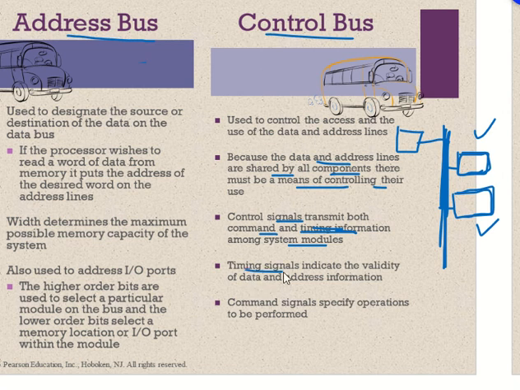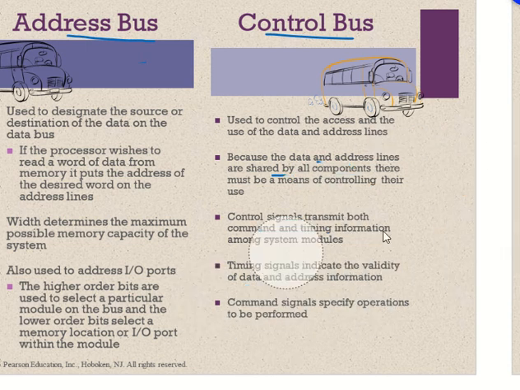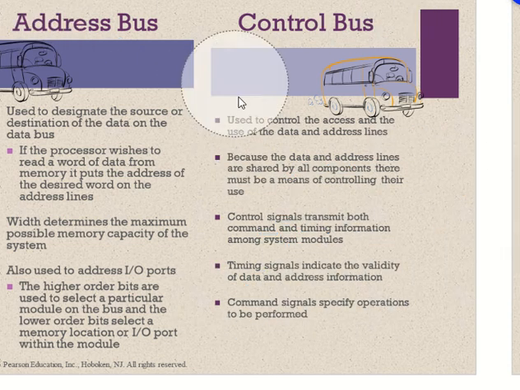Timing signal means it indicates the validity of the data. So the data will be valid only for 1 second or 2 nanoseconds, something like that. Control signals specify the operation to be performed also. Either this data goes here, or the data comes from here and goes there. All these operations are also indicated by the control signal. So the control signal specifies many things.